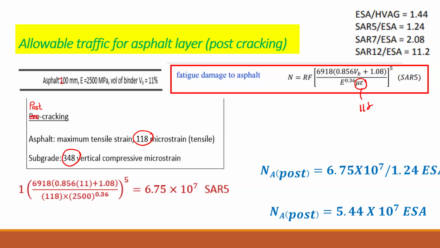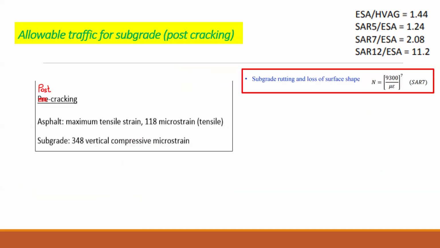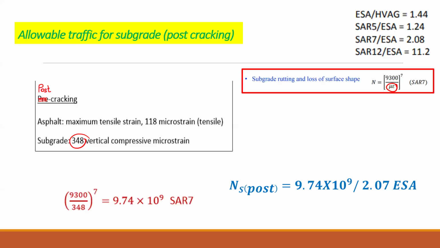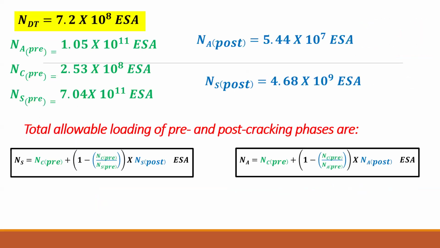Now we need to do it for the subgrade as well. For the post cracking, the only change here is this 348. We have to put 348 here. When you put that, you can find the allowable traffic for subgrade, which is 9.74 times 10 to the 9 SAR 7. We convert that to ESA by dividing by 2.008. So that will be 4.68 times 10 to the 9 ESA. Okay, so far we have found this information.